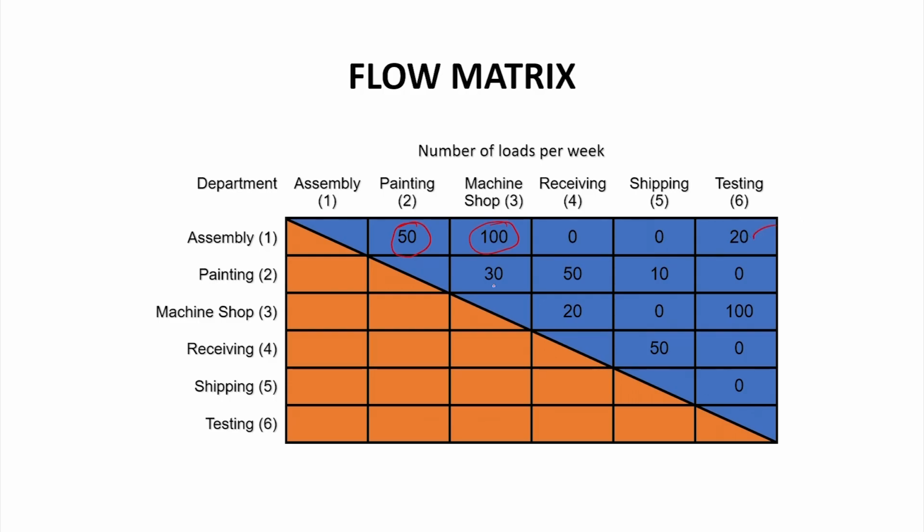Similarly, from painting to machine shop there are 30 movements, painting to receiving there are certain movements, and shipping also there are certain movements. Similarly, machine shop to various departments. So, there are many pairs. In pairs we can see how much is the movement from one department to another, how much is the flow between the two departments. It can be from A to B plus B to A.